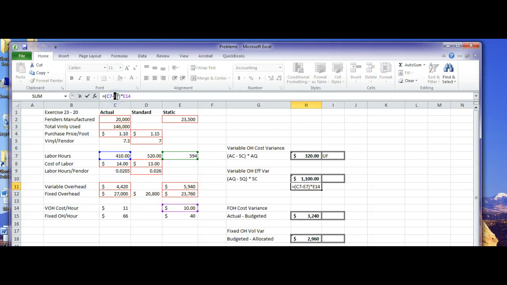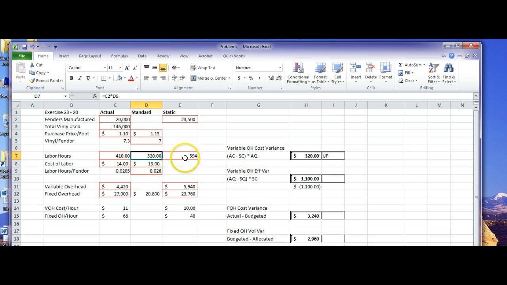And let's try D7. There we go. So this is where we're going to use the standard quantity. Makes sense. Whereas up here we used E14. All right, so now let's ask real quick. We got 594 hours, 410 hours. Oh, right, yeah. This is standard quantity because it's multiplied by the actual units.